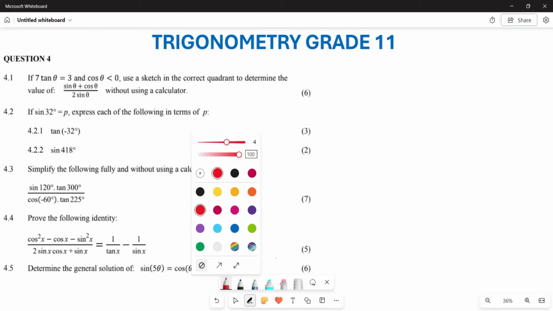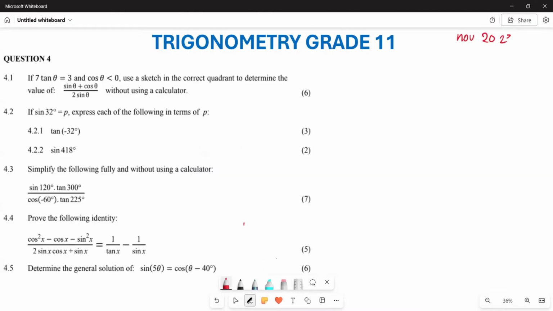What I want us to look at today is to understand our trigonometry, and I want us to do this through a past paper of your November 2023. I think this was from the Eastern Cape Province, right? Now let's see what we can do from here.